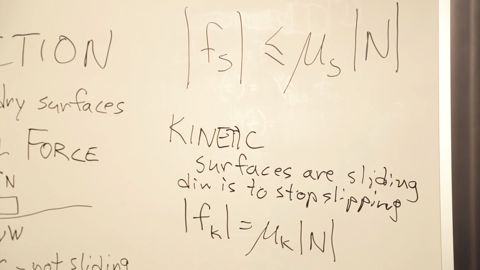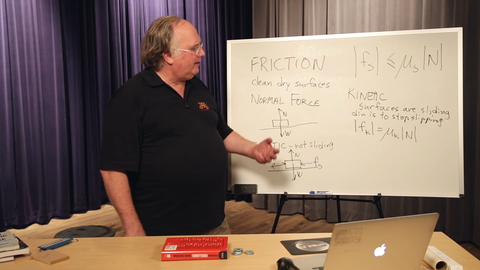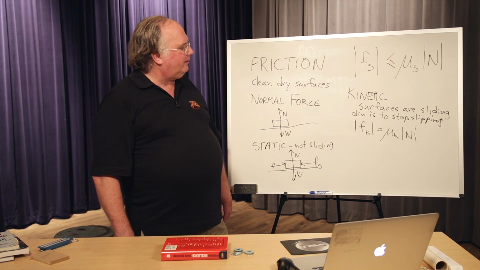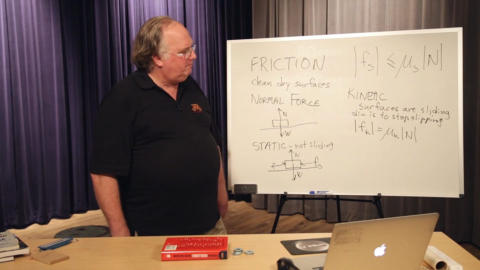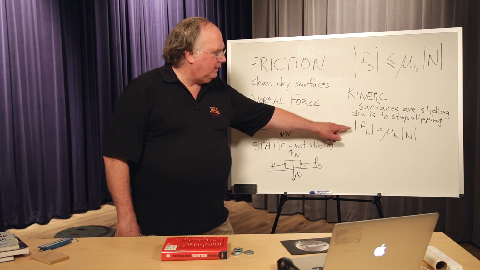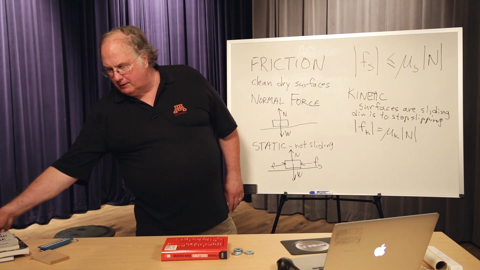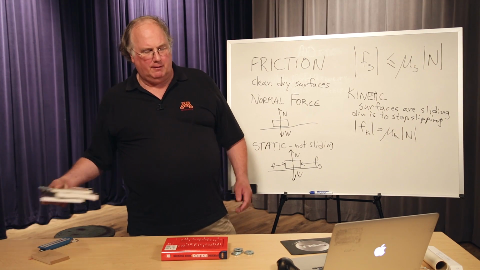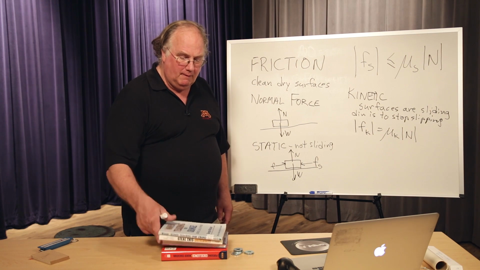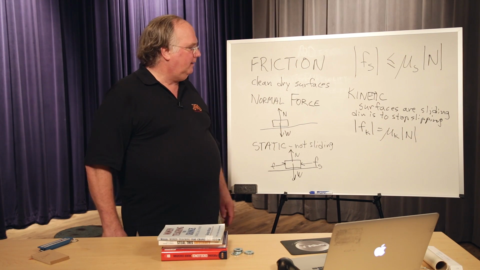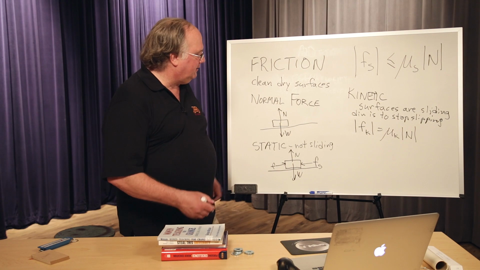The things about kinetic friction that don't matter, again, the area of contact. And once again, if you make n bigger, you get bigger kinetic friction. How can you make n bigger? Well, if you make the weight bigger, n will get bigger. So if you put more weight on that book, the kinetic friction gets larger.